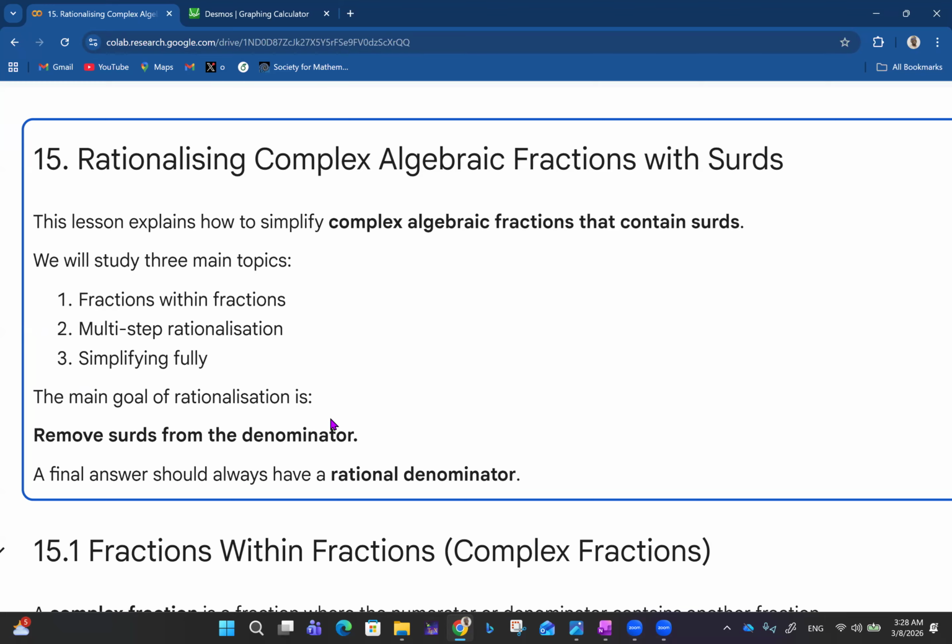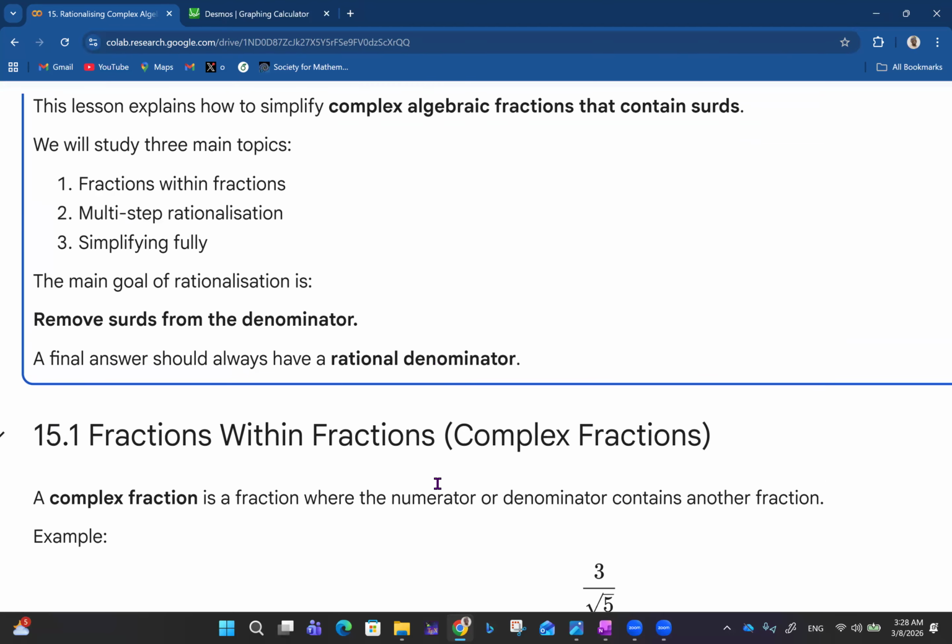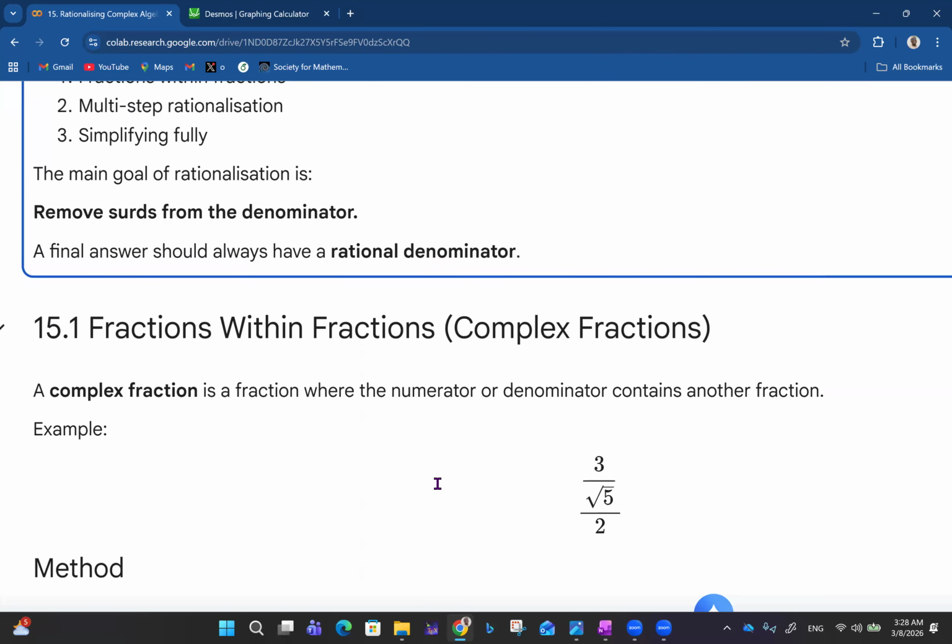The main goal of rationalization is to remove surds from the denominator. We've seen that in the videos we've been considering lately. So a final answer should always have a rational denominator. When you do rationalization, you are removing radicals, surds, roots, from the denominator, so that you then end up having a rational number in the denominator. So here we are dealing with rationalizing complex algebraic fractions with surds.